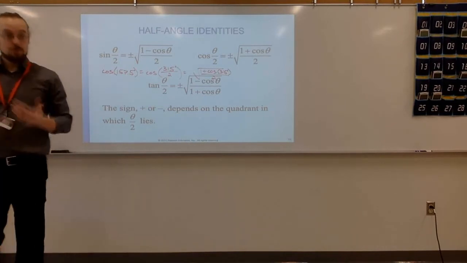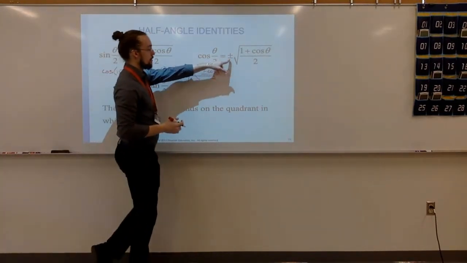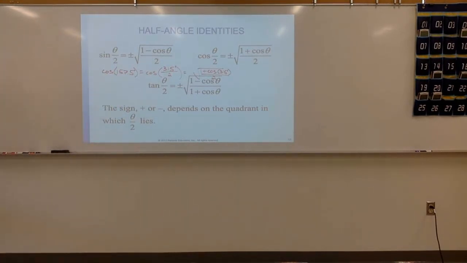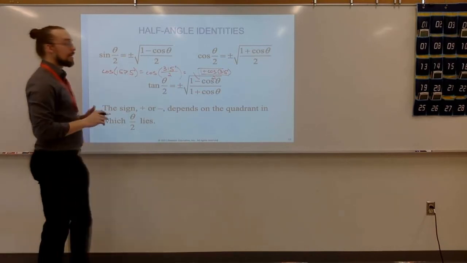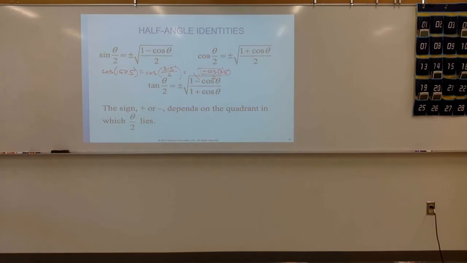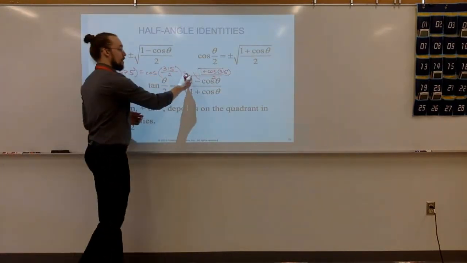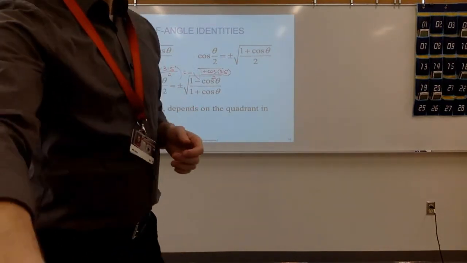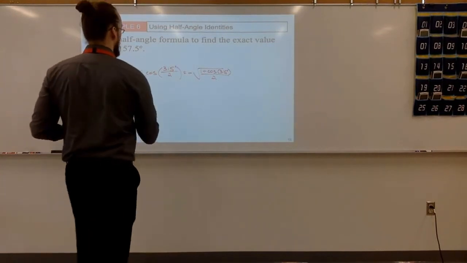Now, to figure out whether this should be positive or negative, we think about our original angle. What quadrant would 157.5 degrees be in? It'll be in the second quadrant. Is cosine positive or negative in the second quadrant? Negative. So that means that our value here should be negative. Now let's just simplify.